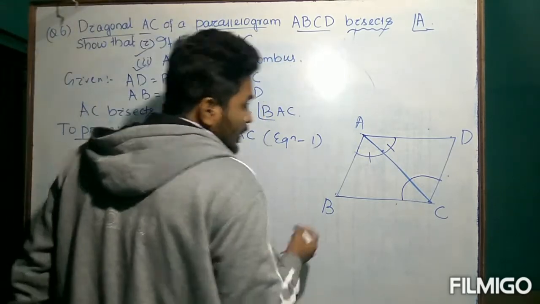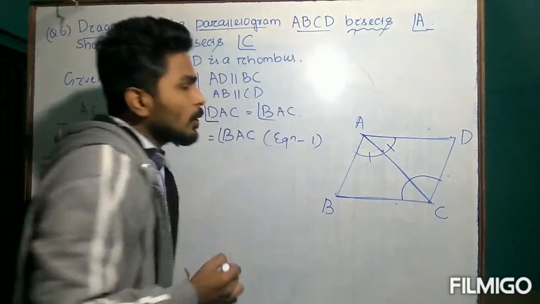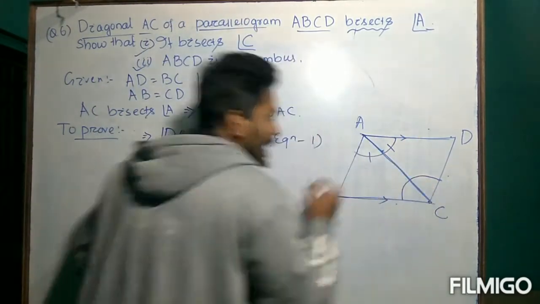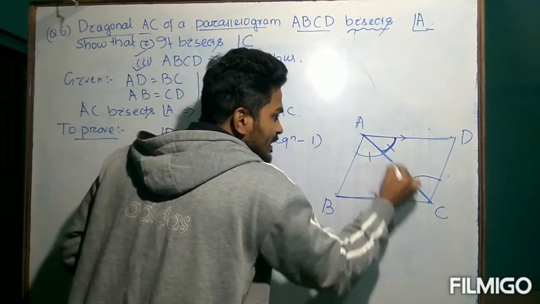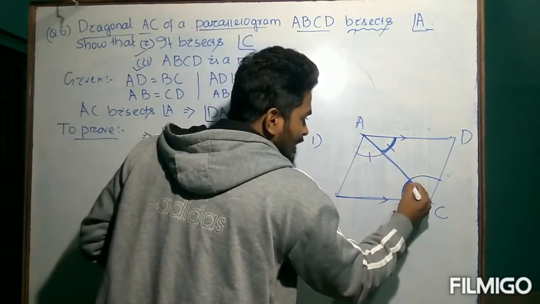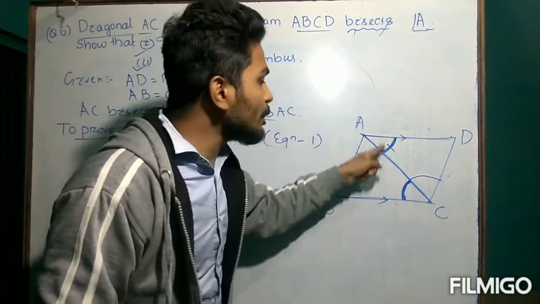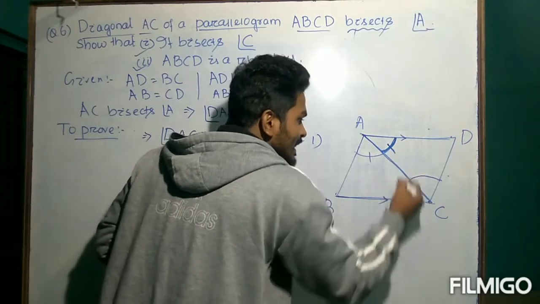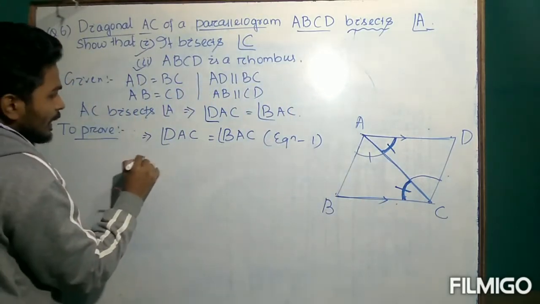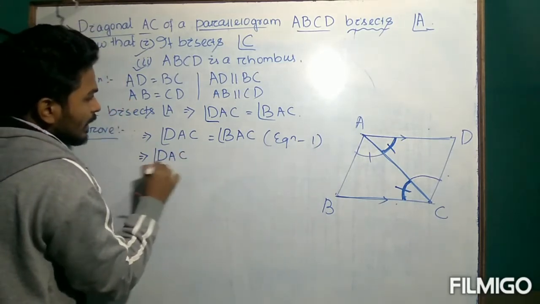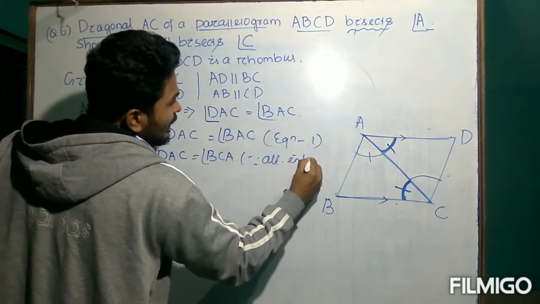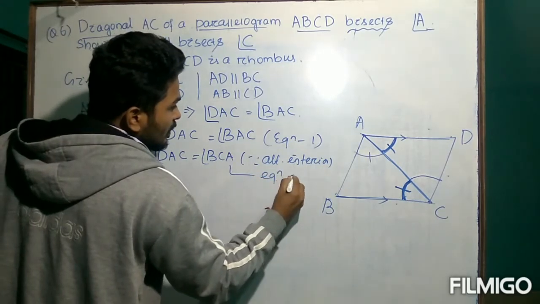Right, now consider line AD and line BC. We know that AD and BC are two parallel lines. Yes or no? Yes, the two are parallel lines. If AC is the transversal, then this angle DAC and this angle are known as alternate interior angles. And you know, if there are two parallel lines and a transversal, then the pair of alternate interior angles are equal. So we can write that angle DAC is equal to this angle. Yes or no? Yes. So DAC is equal to BCA. Why? Because they are alternate interior angles.